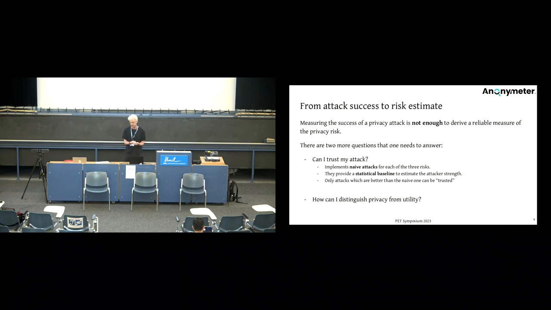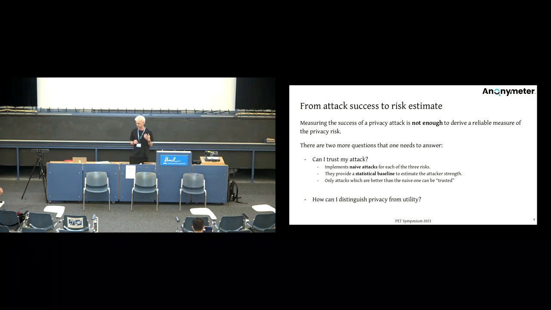But measuring the success rate of an attack is not enough to derive a privacy risk. For example, if you have a low success rate, it doesn't mean that there is no risk. It could be that your attack is not working correctly. And also, if there is a high success rate, it could also mean that the task is simply trivial or simple. So you have to somehow distinguish this. Another important question is whether or not you can trust the attack that you have modeled.